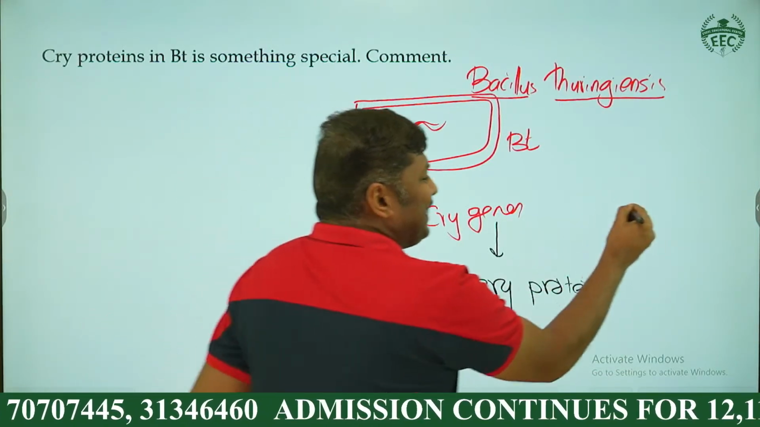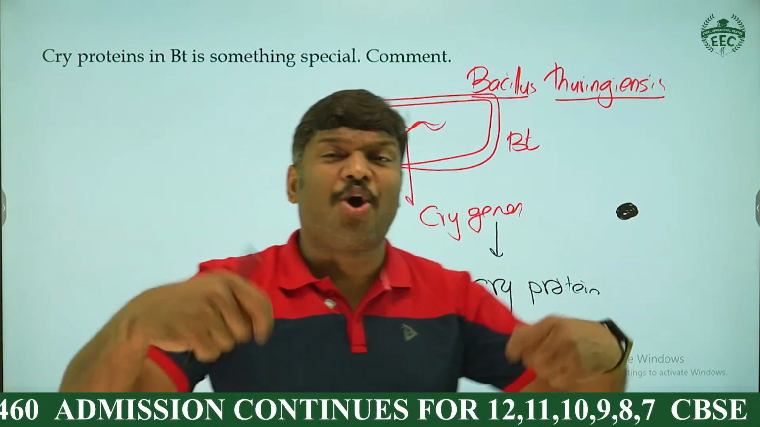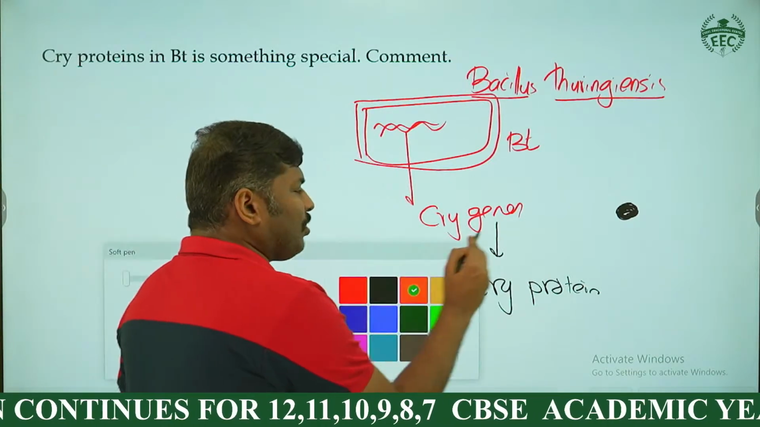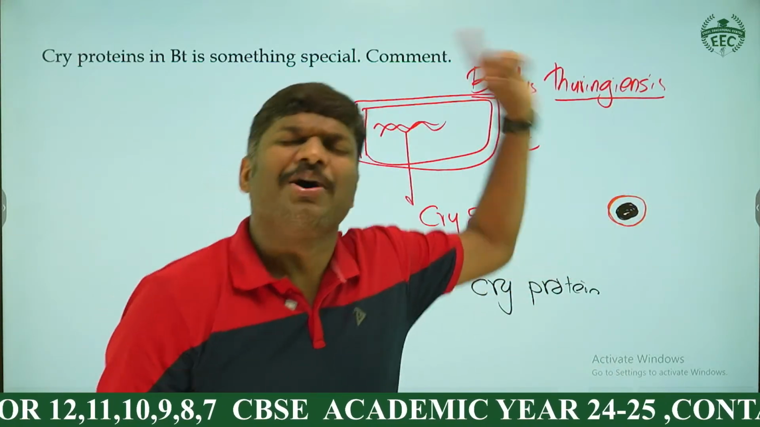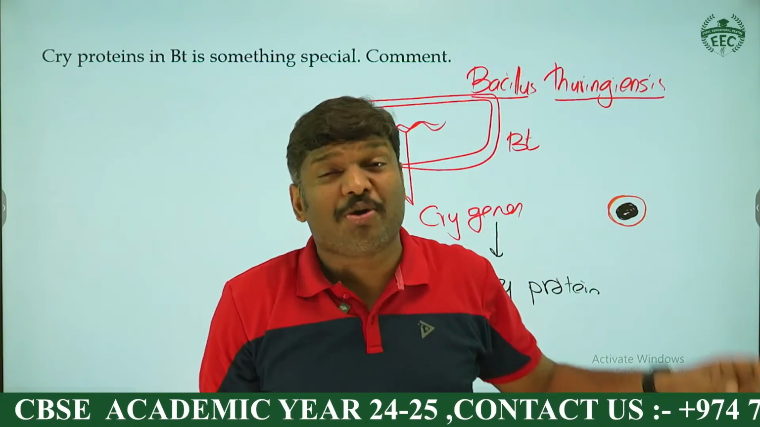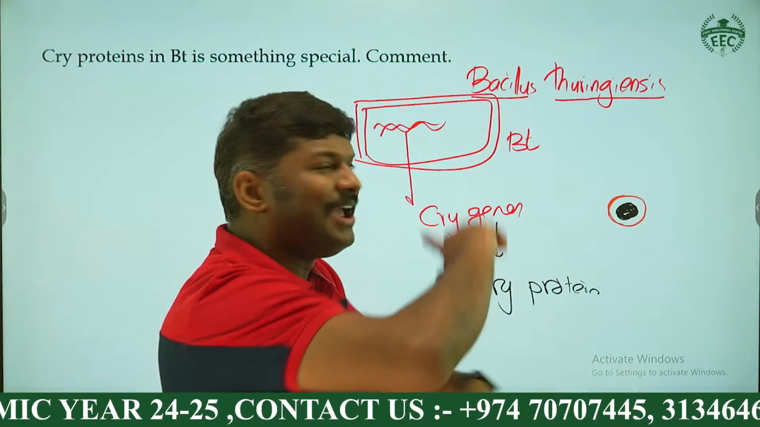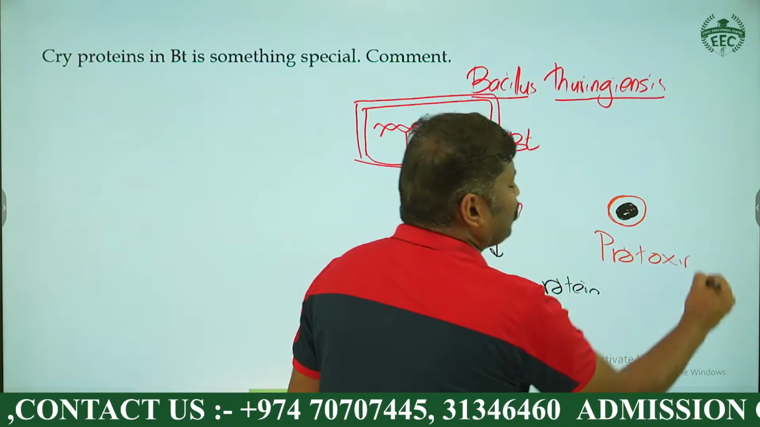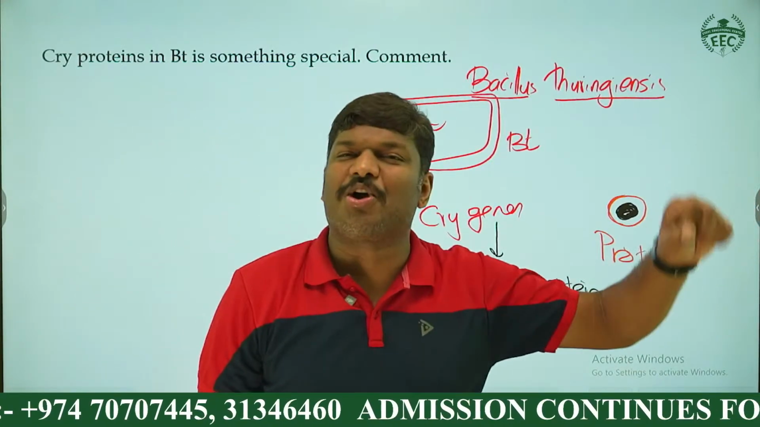Initially you can see a very toxic material is there, and this is the endotoxin. This is the toxin which can destroy the organism, but it is covered by a crystal covering. So is it active or inactive? It is inactive, because the black color that I used here is the endotoxin, which is highly poisonous, highly toxic, but it is inactivated by a crystal covering. That inactive toxin is called protoxin.